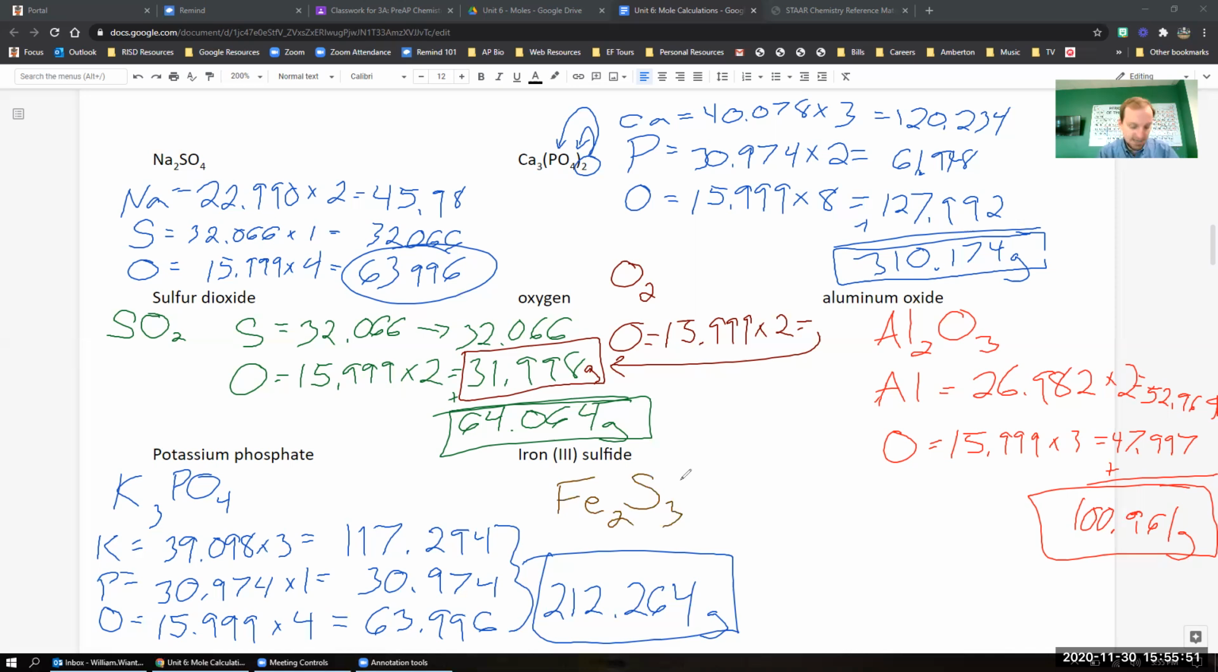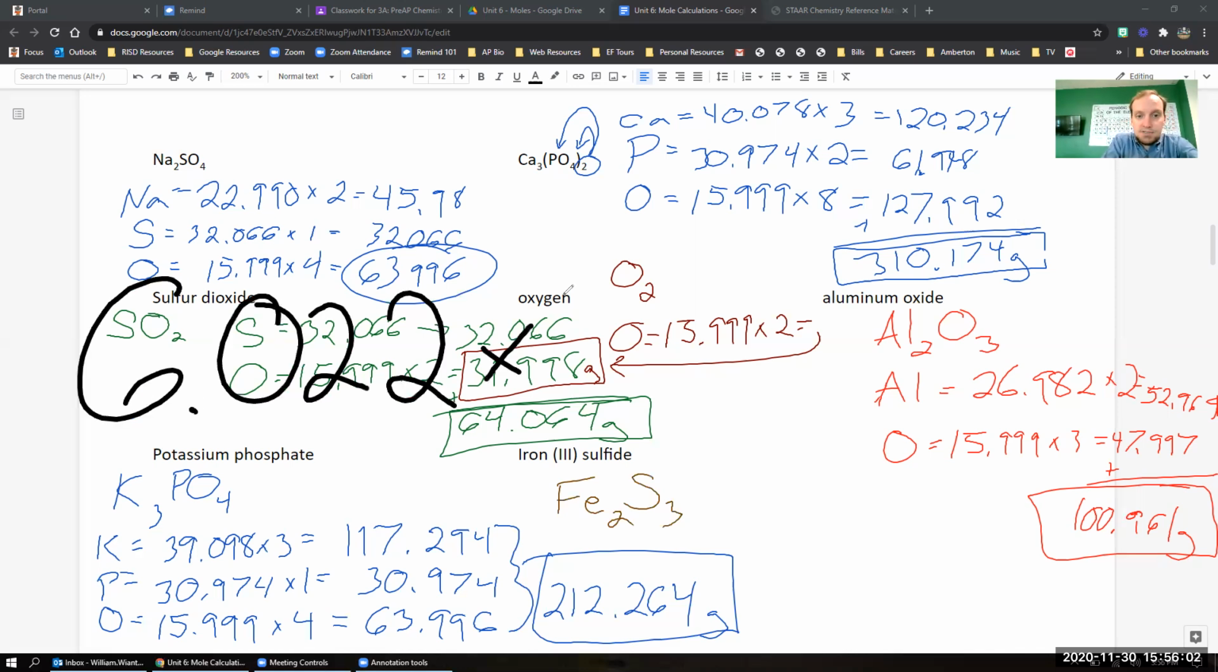All right, guys, again, that's the mass of 1 mole. Now, all of this represents a mole. Now, a mole is, again, 6.022 times 10 to the 23rd. It is a massive, massive number, guys.